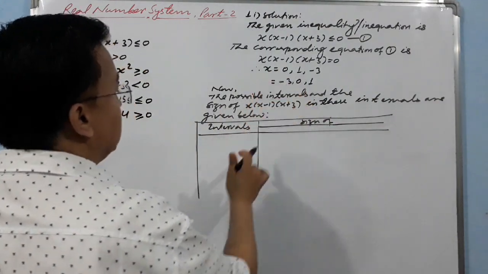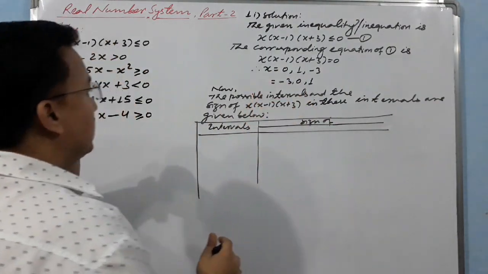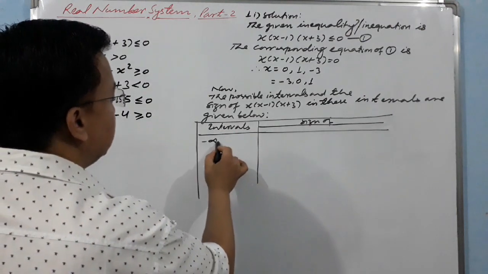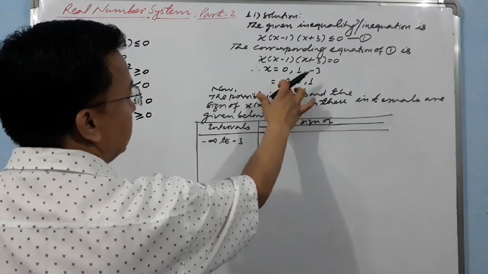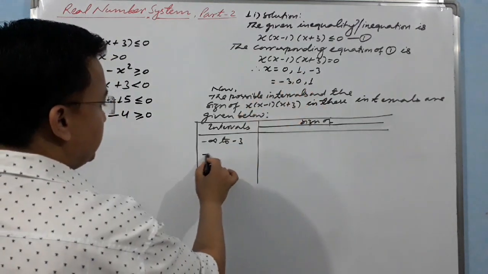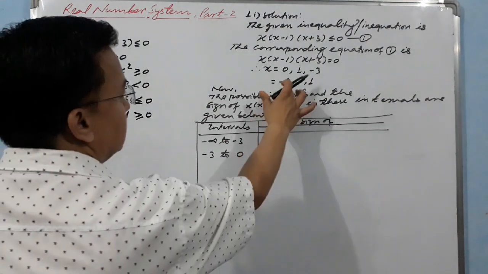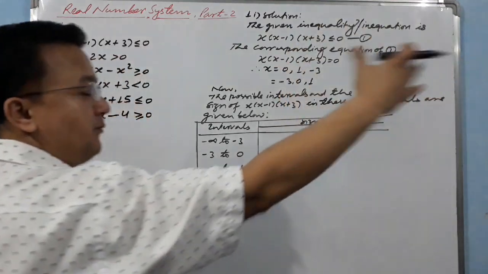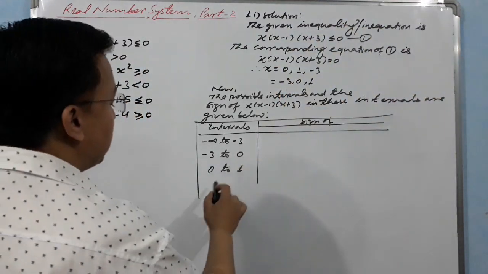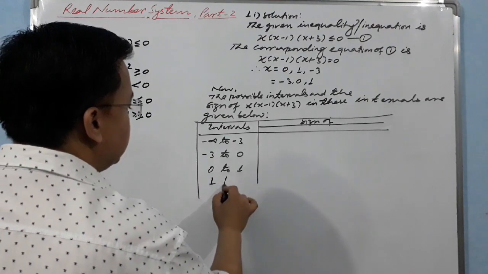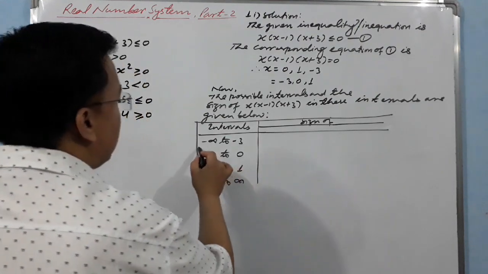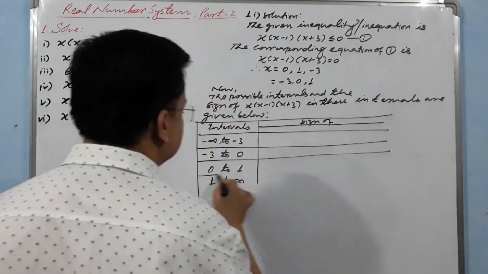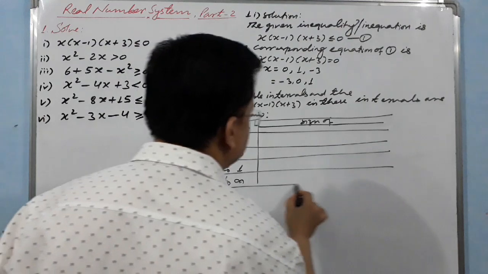Minus infinity, left of minus 3. You have the left extreme point of the real line, minus infinity, so minus infinity to minus 3, then minus 3 to 0, then 0 to 1, and 1 to the right extreme point of the number line, infinity, 1 to infinity. These are the possible intervals. We don't know which interval is the solution interval.